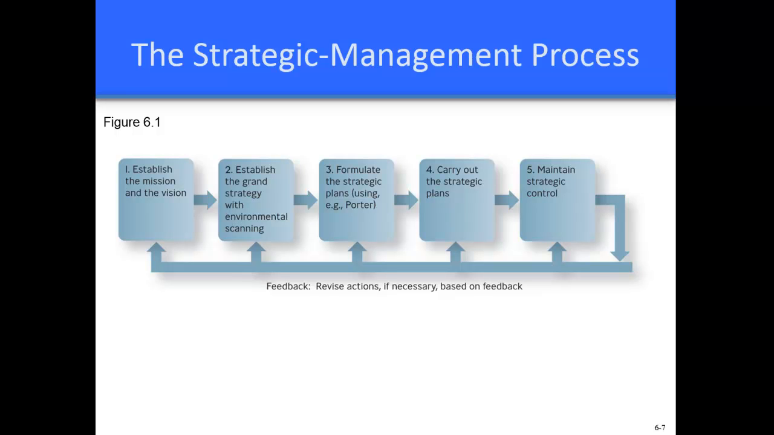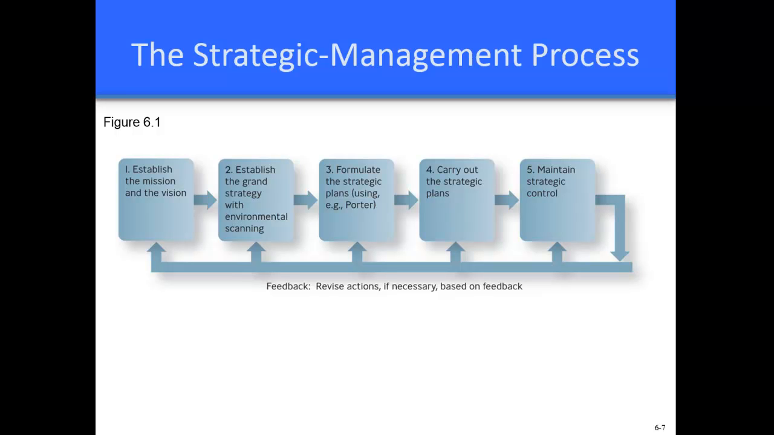Step 3 is formulating strategic plans. Strategy formulation is the process of choosing among different strategies and altering them to fit your organization's needs. Now one technique to do this is Porter's competitive forces and strategies. We'll cover that in more detail further on here in the Chapter 6 lesson. So we'll look at step 4 here, which is to carry out the strategic plan.